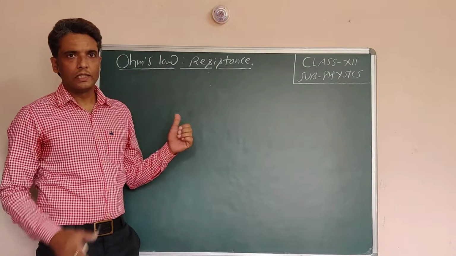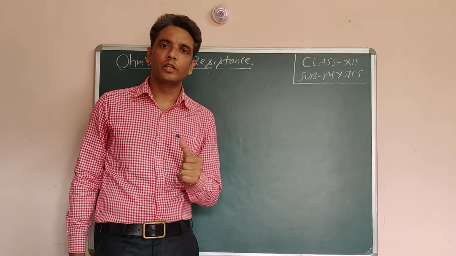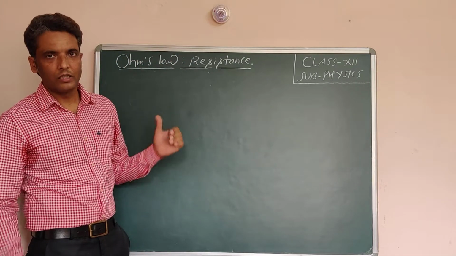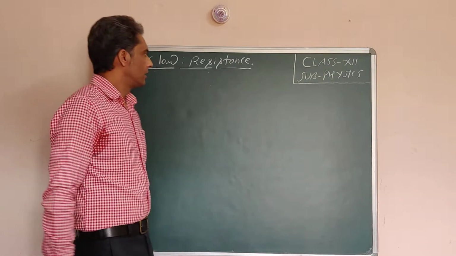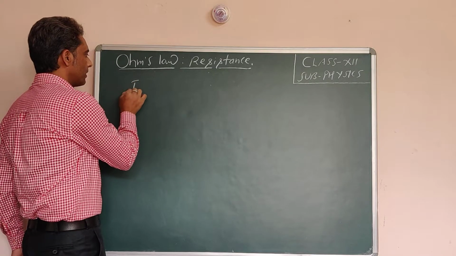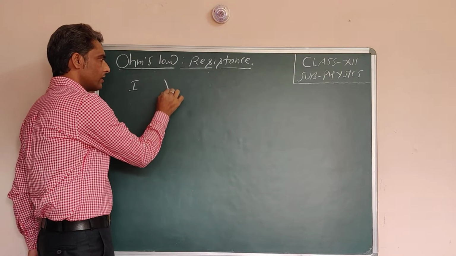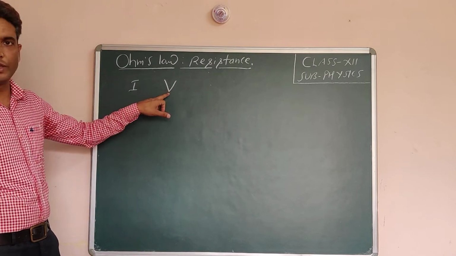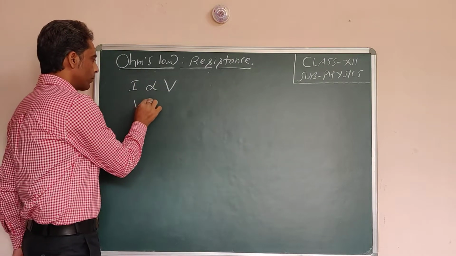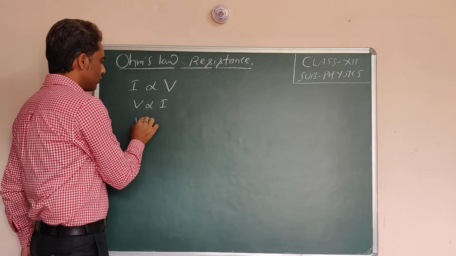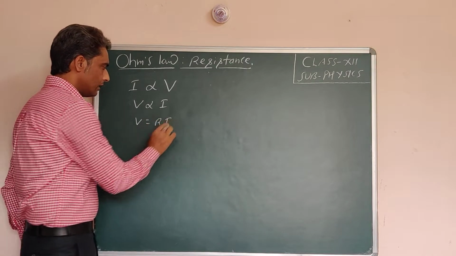Now Ohm's law states that under constant physical conditions like temperature and mechanical strain, the current flowing through a conductor is directly proportional to the potential difference applied across its ends. So if I is the current flowing through a conductor at a certain instant, when potential difference applied across its ends is V, then by Ohm's law I is proportional to V, or we can write V proportional to I, or V is equal to some constant of proportionality into I.